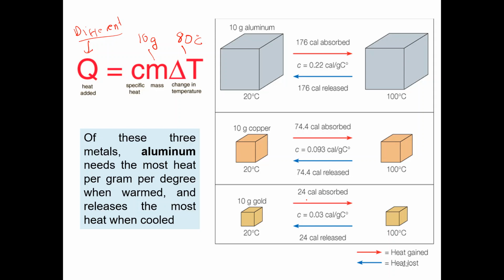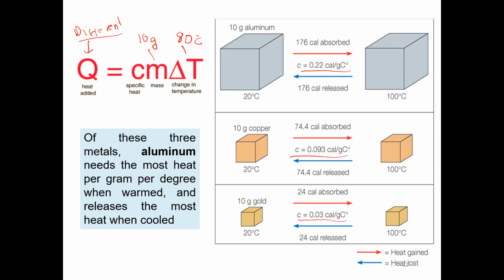And why, if we have the same mass and the same delta T, do we need a different amount of heat? The answer is because the specific heat of each material is different. For example, in case of aluminum it is 0.22, in case of copper it is 0.093 calories per gram per degree Celsius, and for gold it is just 0.03.